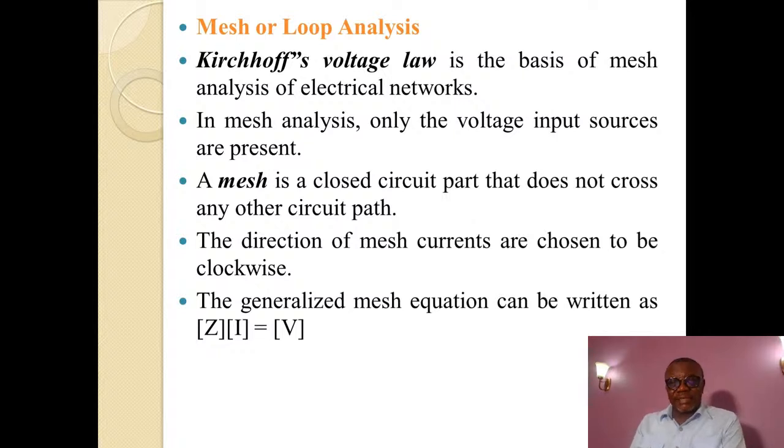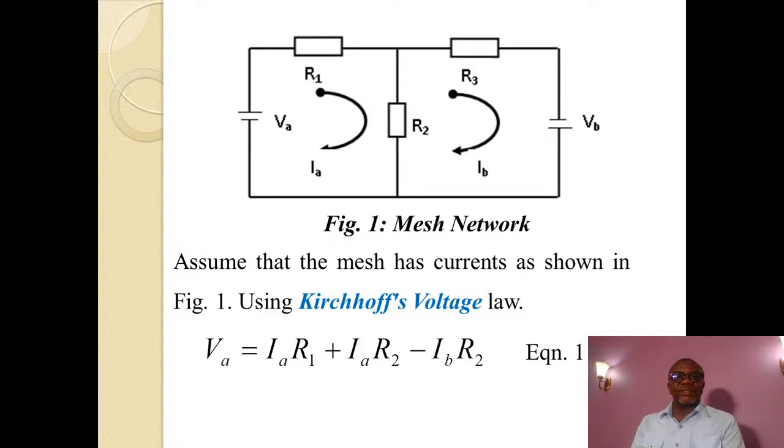So in mesh analysis, only the voltage input sources are present. A mesh is a closed circuit path that does not cross any other circuit path. The direction of mesh currents are chosen to be clockwise. The generalized mesh equation can be written, in matrix form, as Z times I equals V. We see an example very quickly.